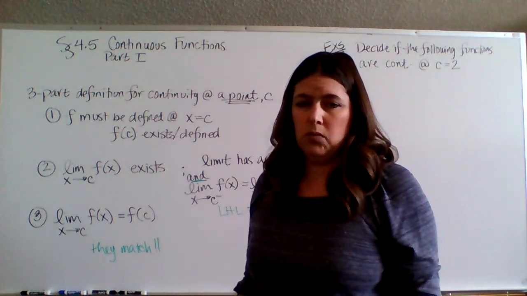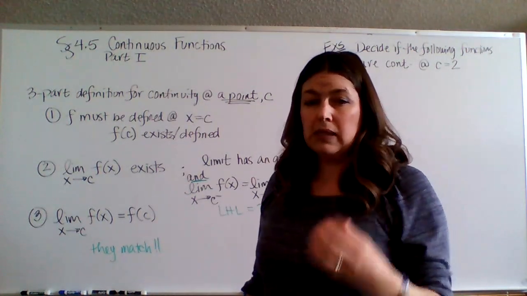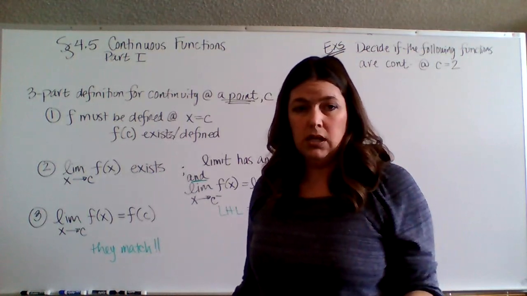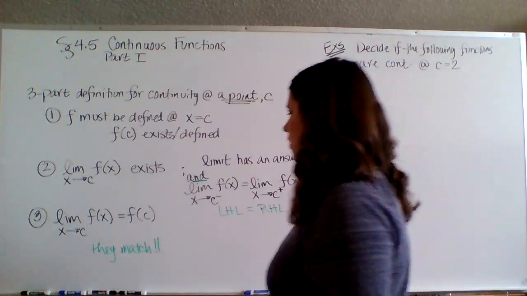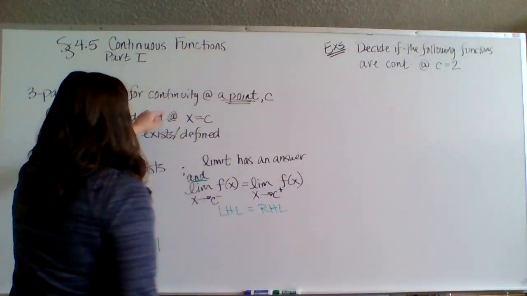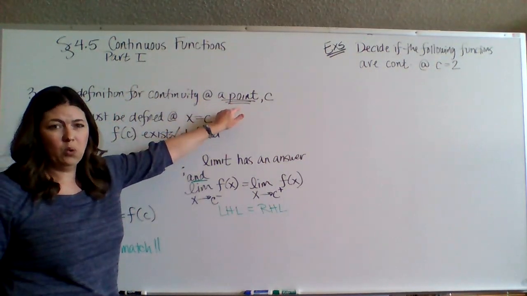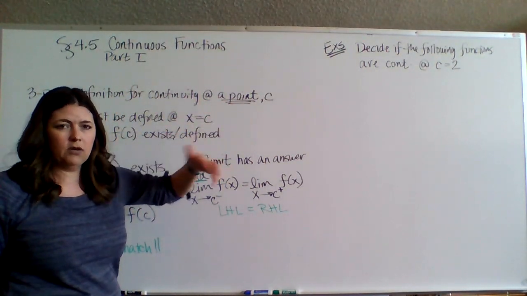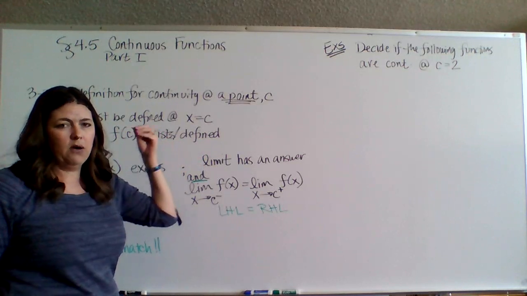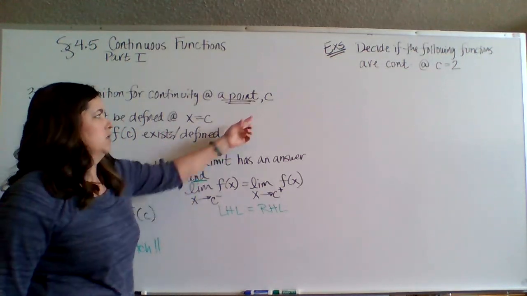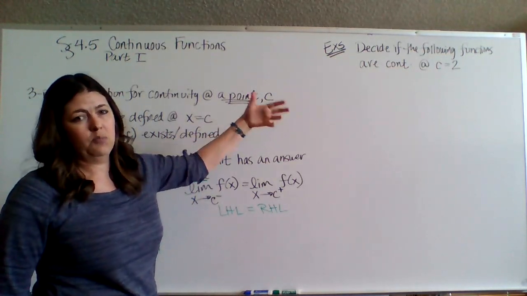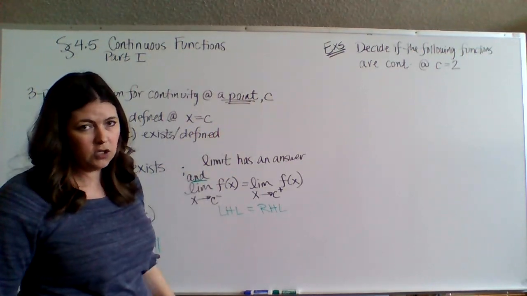So we know you have some general sense of that, but the first thing that we're going to have you do in section 4.5 is actually a really specific definition, and this 3-part definition is for being continuous at a certain point. So not about looking at a graph as a whole, but looking at one certain c value. The c variable that they're using is the point that you're talking about your 3-part definition on.